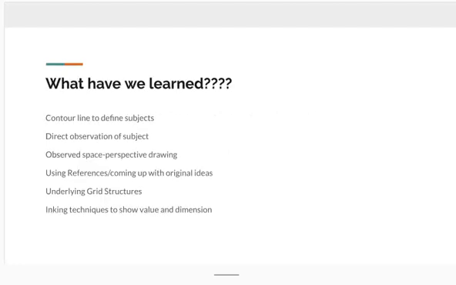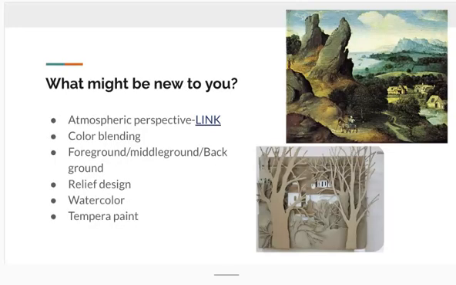So, just to remind you, we have learned how contour line defines subjects. We have directly observed our subject through blind contour. We have done an observed space perspective drawing in the hallways. We've also used references. Hopefully you've submitted your references for the greeting card. We've also talked about underlying grid structures, and we use inking techniques to show value and dimension. So you're going to combine all of this and also include various media of your choice to create this constructed space.